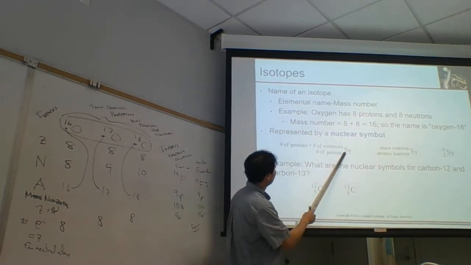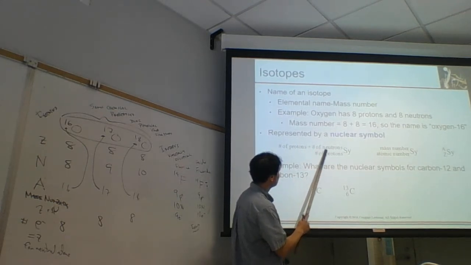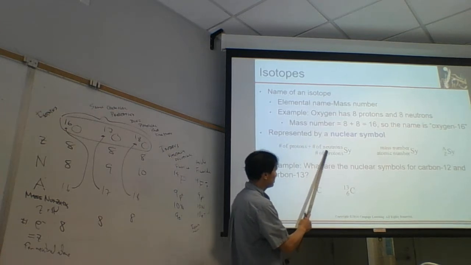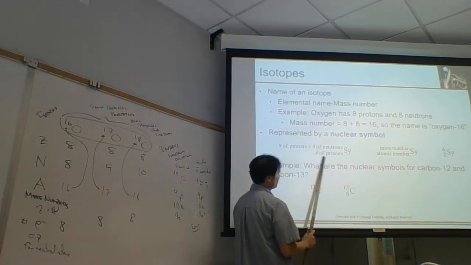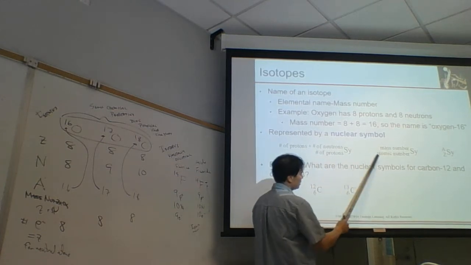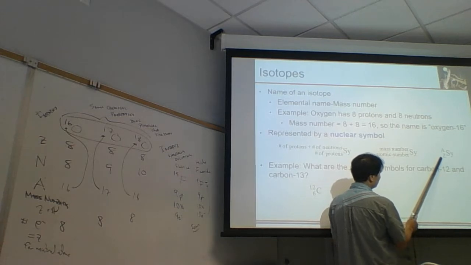In a nuclear symbol, what we do is above we write the number of protons plus the number of neutrons. The number of protons plus the number of neutrons is just the mass number. And down below we write the number of protons. Well, the number of protons is just called the atomic number. And so up here we have A, down here we have Z.